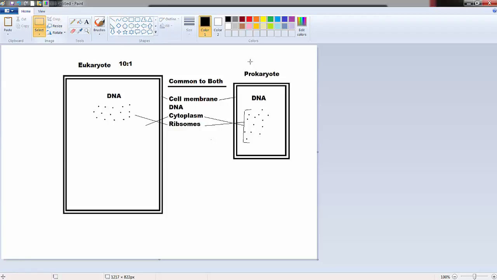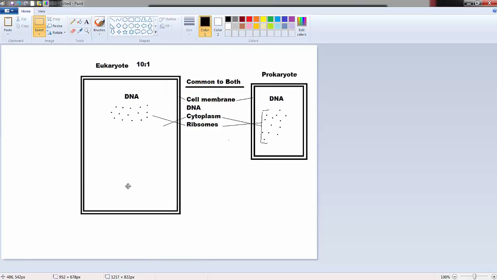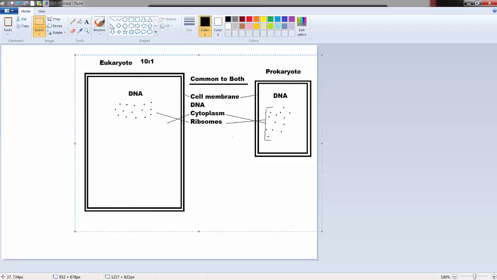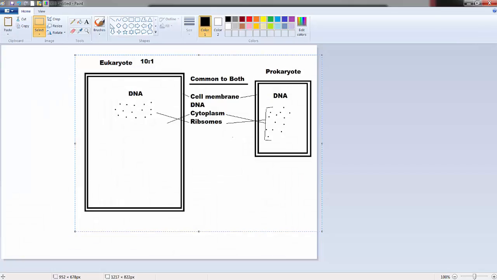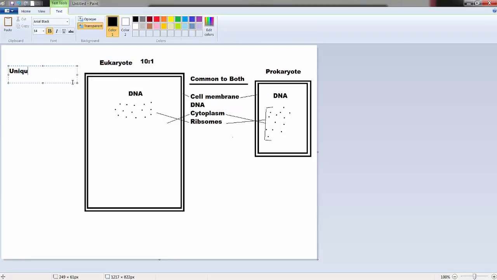Now let's take a look at the eukaryotes, and we're going to talk about the structures that would only be found in the eukaryotes. So we're looking here, what internal structures are found only in eukaryotes? So I'm going to put these over here. Unique to eukaryotes.